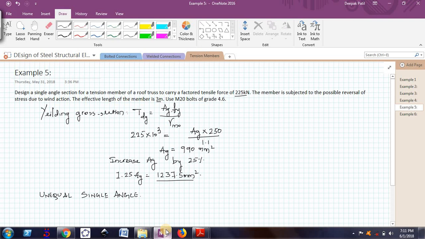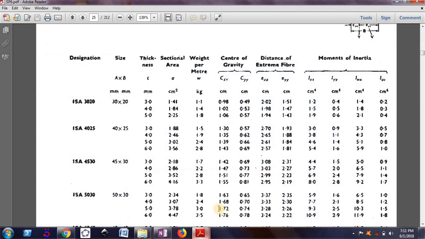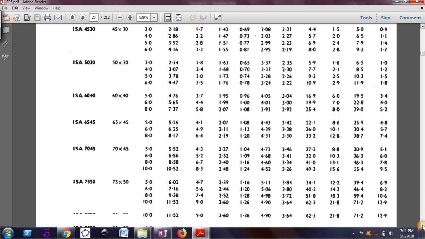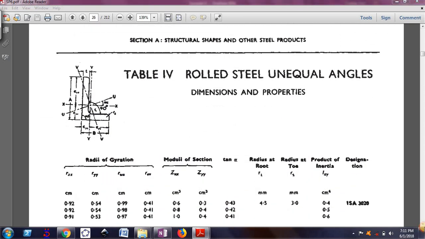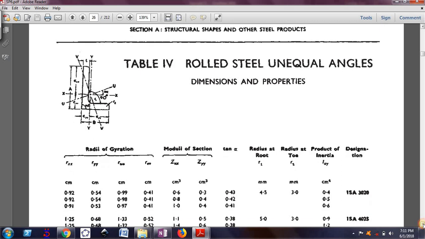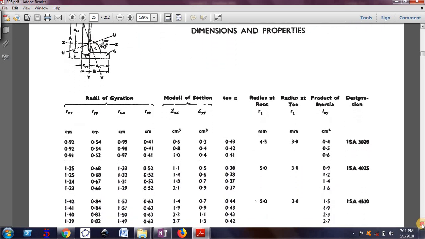1237.5 millimeter square. If I divide it by 100, that is in terms of centimeter square, because in SP6 they have given the values in terms of centimeter square. You can see that cross section area in centimeter square. So I should search for an angle which gives area just more than 12.37. So I will just come down, look for that kind of an angle. So here I didn't find, so I should go for the next page.